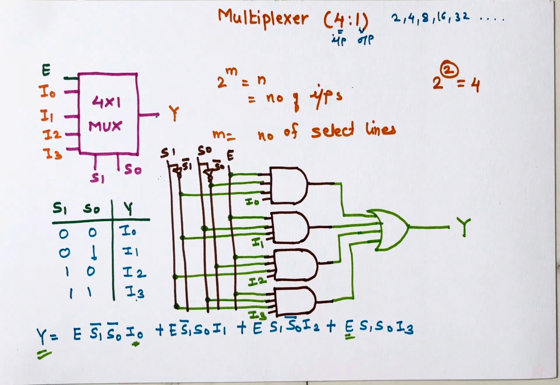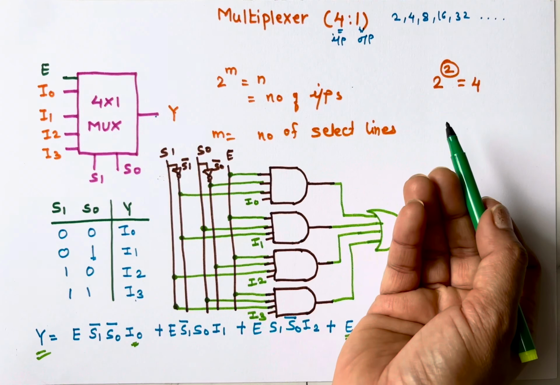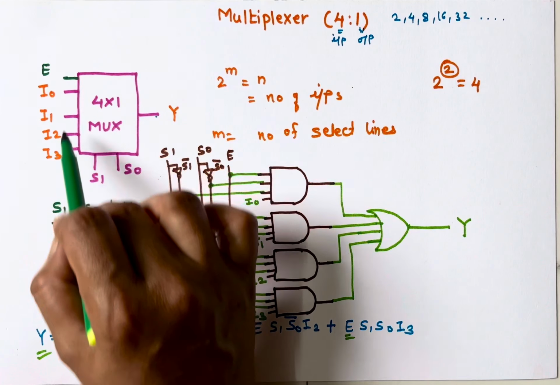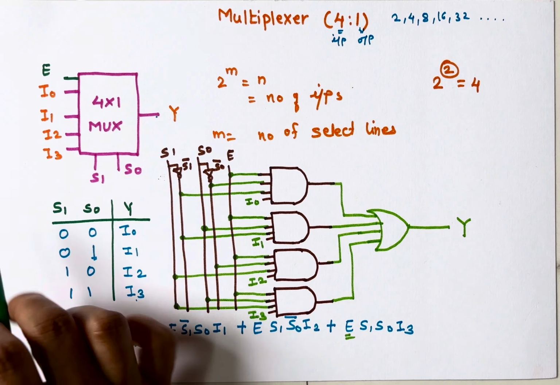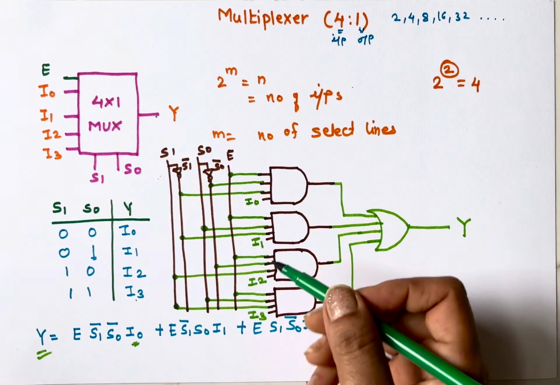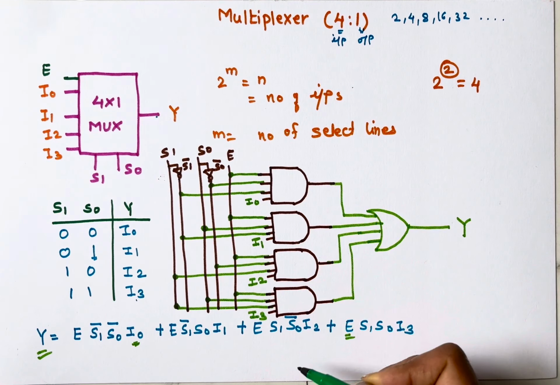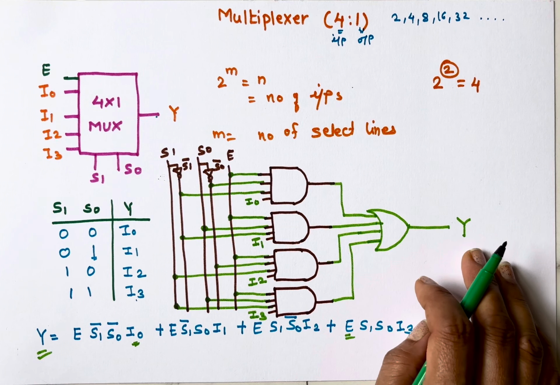Here you need to take 8 AND gates. And the equation will change accordingly. In case of 16:1 MUX, you need to take 16 inputs, I0 to I15. Here you need to take 2 more select inputs. And the number of AND gates will be 16. So in this way, you can implement any multiplexer.